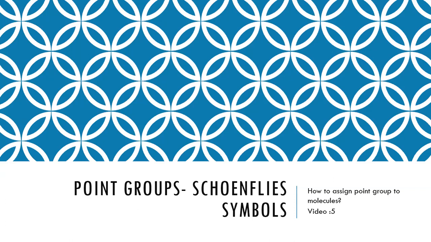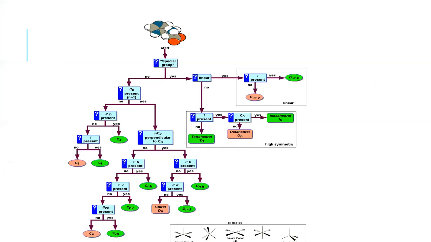And now Schoenflies symbols are assigned to these molecules and they are called point groups. And there is a flow chart which has to be followed while designating the molecules or categorizing the molecules into point groups. The flow chart goes as follows. This is taken from the internet.